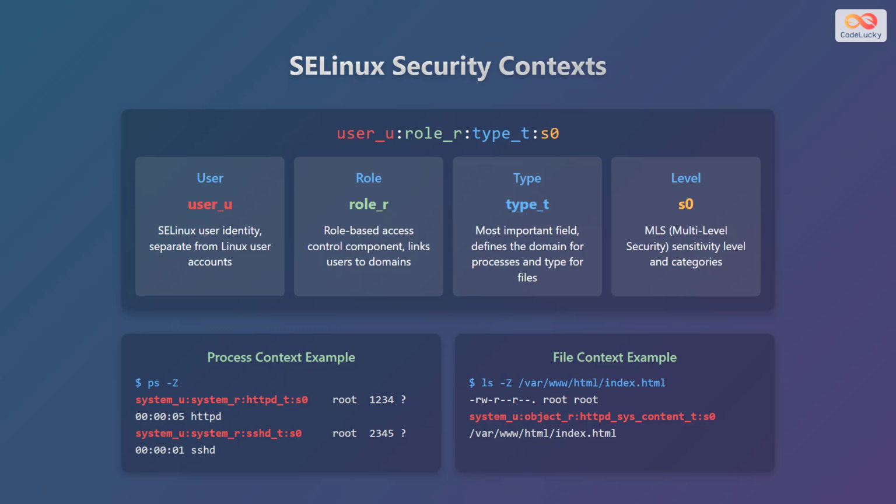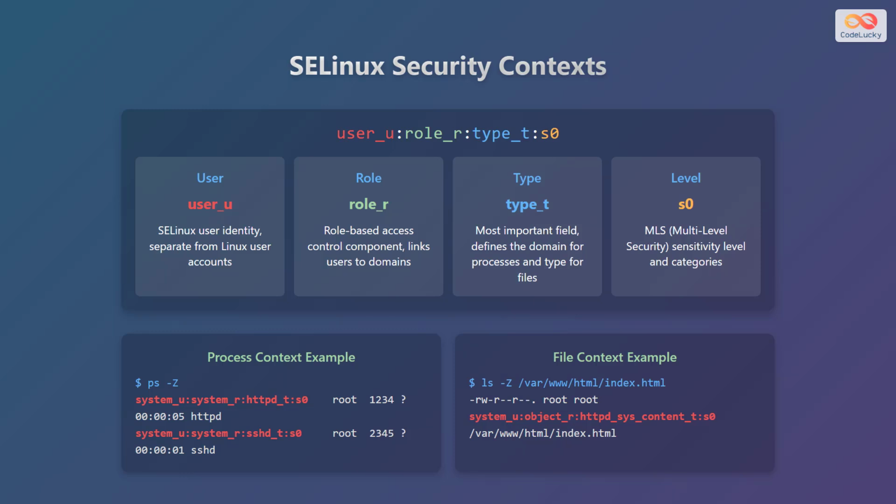Let's explore Security Enhanced Linux security contexts. A typical context string looks like this: user_u:role_r:type_t:s0. The first part, user_u, represents the Security Enhanced Linux user identity, which is separate from Linux user accounts. The second part, role_r, is the role-based access control component that links users to domains. The third part, type_t, is the most important field, which defines the domain for processes and the type for files. The last part, s0, represents the multi-level security sensitivity level and categories.